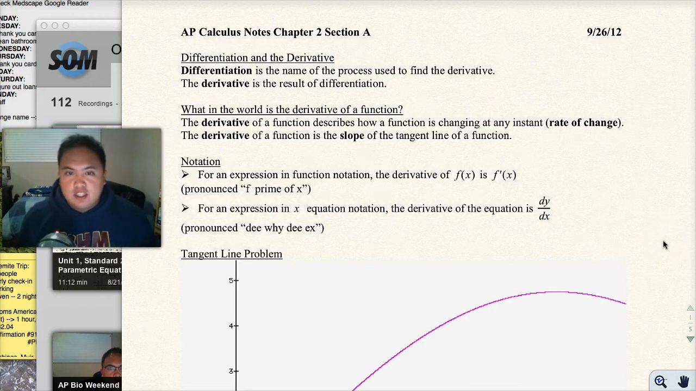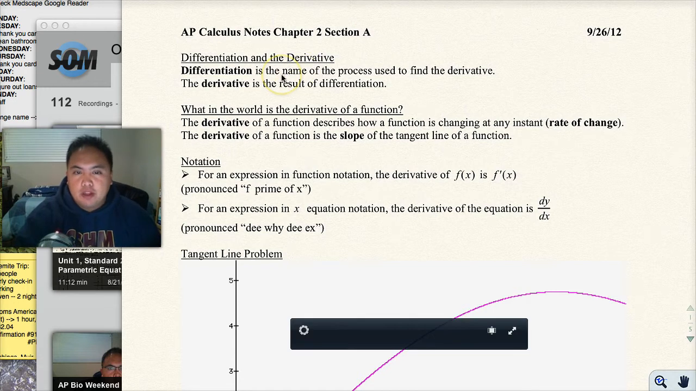Hello class, this lesson is on Unit 3, Standard 1, and this is a bit of a review, a continuation of review before Calculus, or before Calculus BC, and this unit is all about derivatives. In case you forgot about derivatives, just some vocabulary and some notation that you need to know. Differentiation is the name of finding the derivative, and derivative is what you get after you do differentiation.